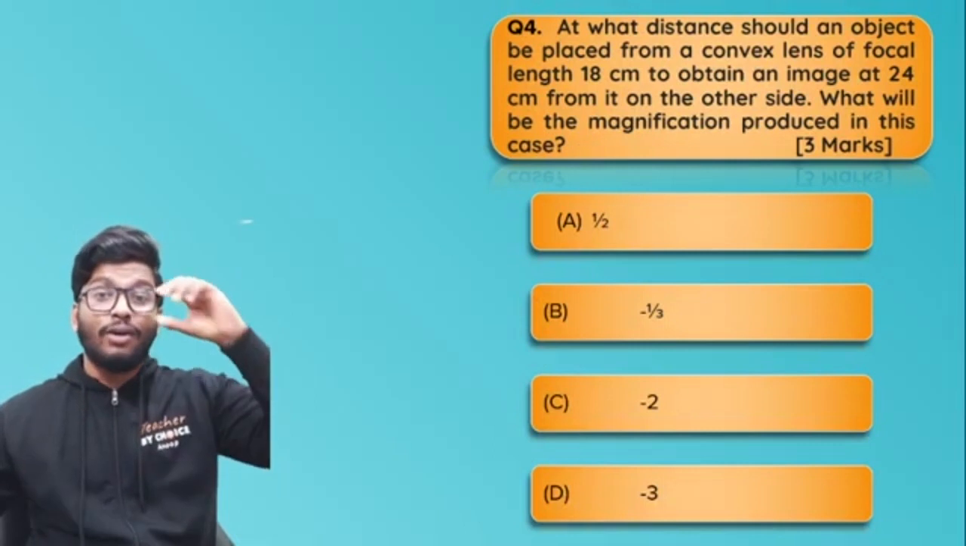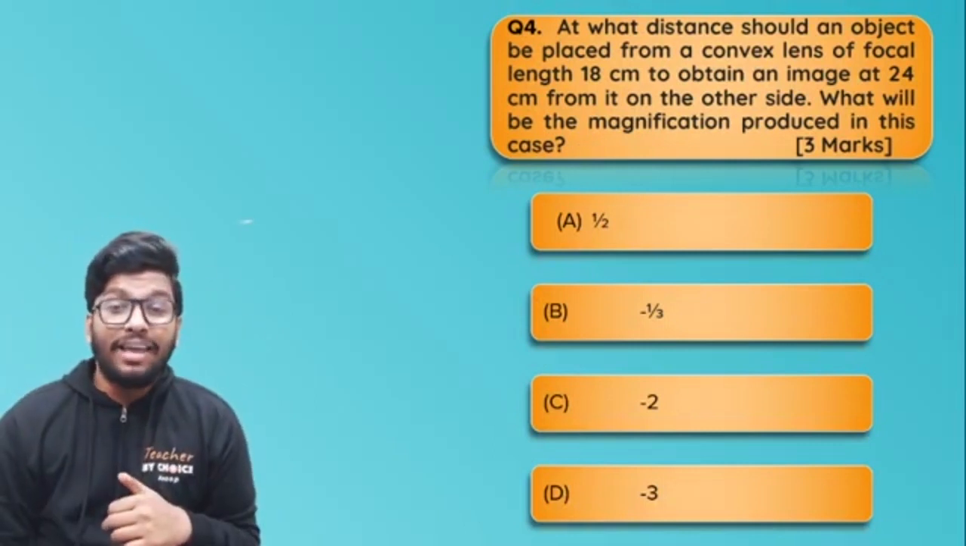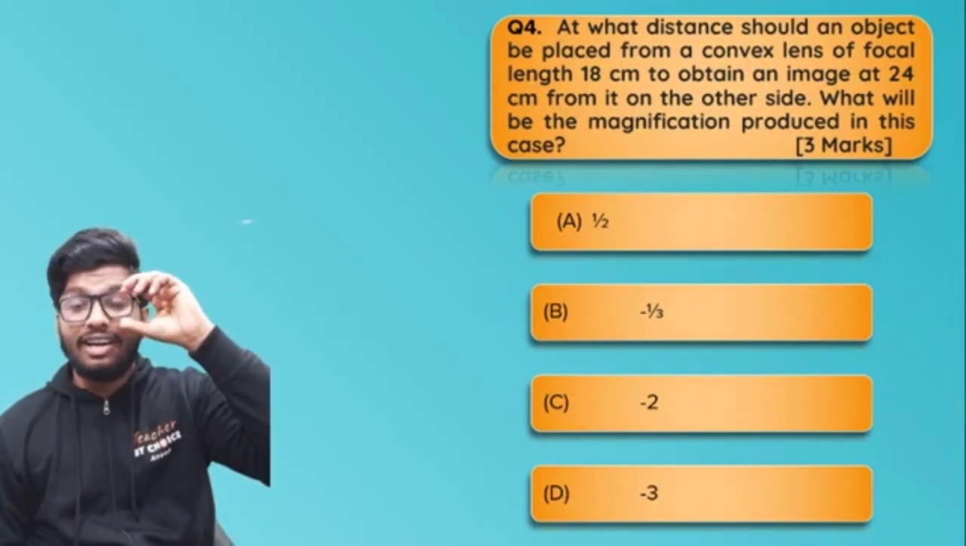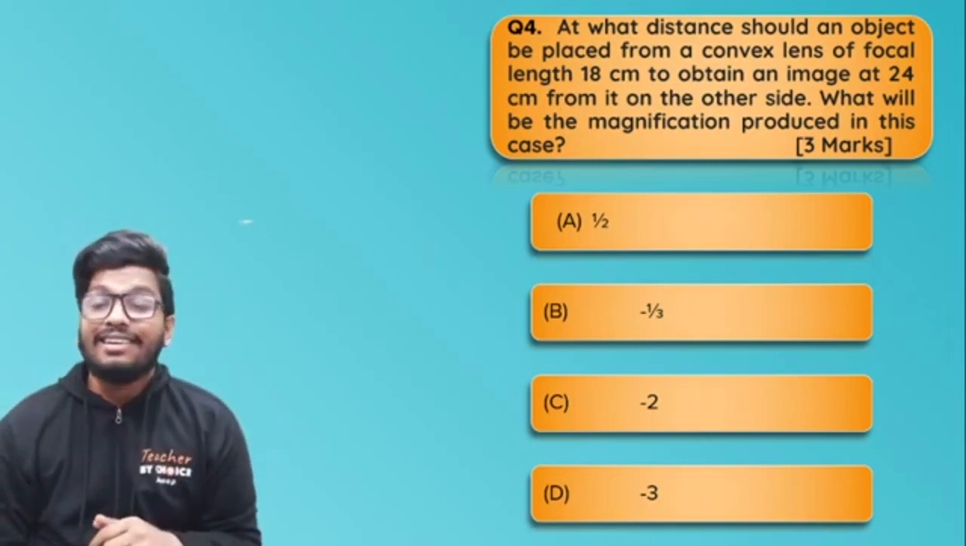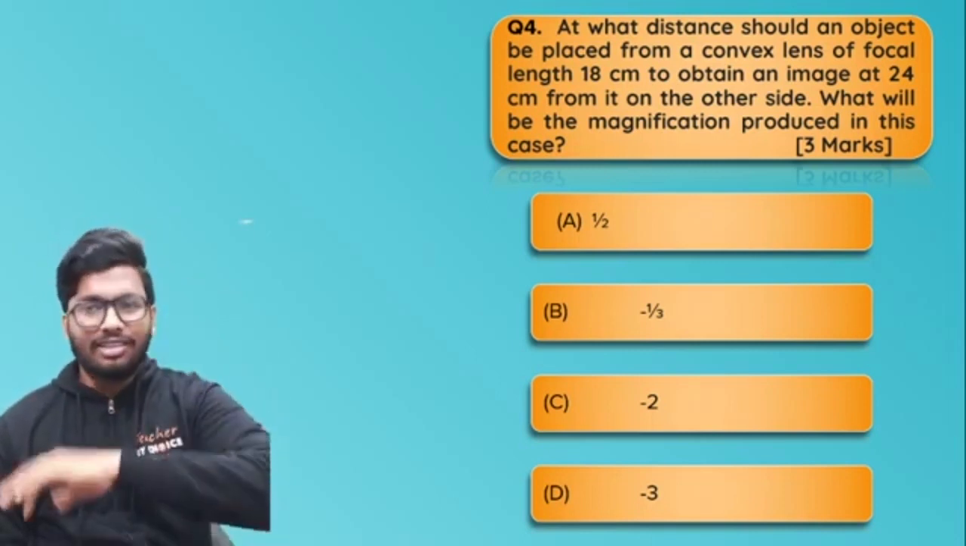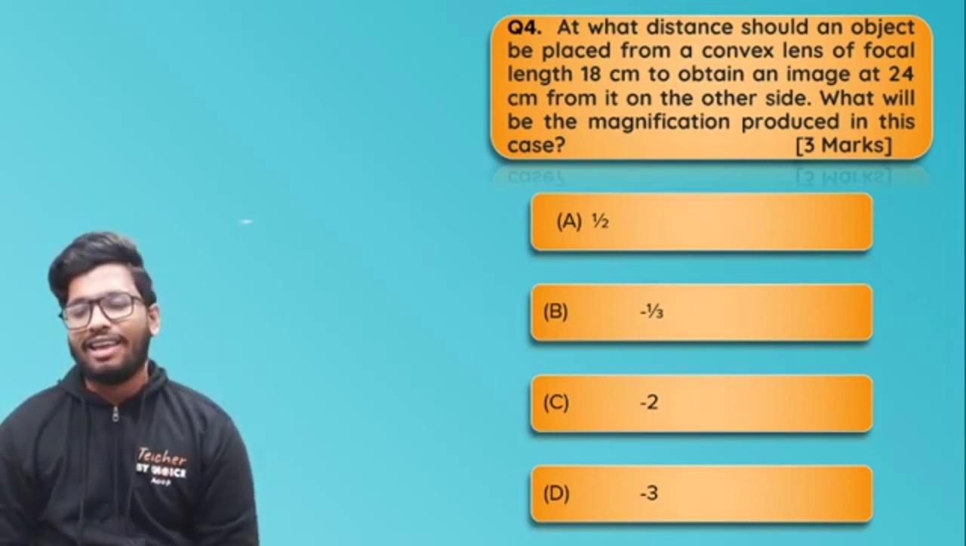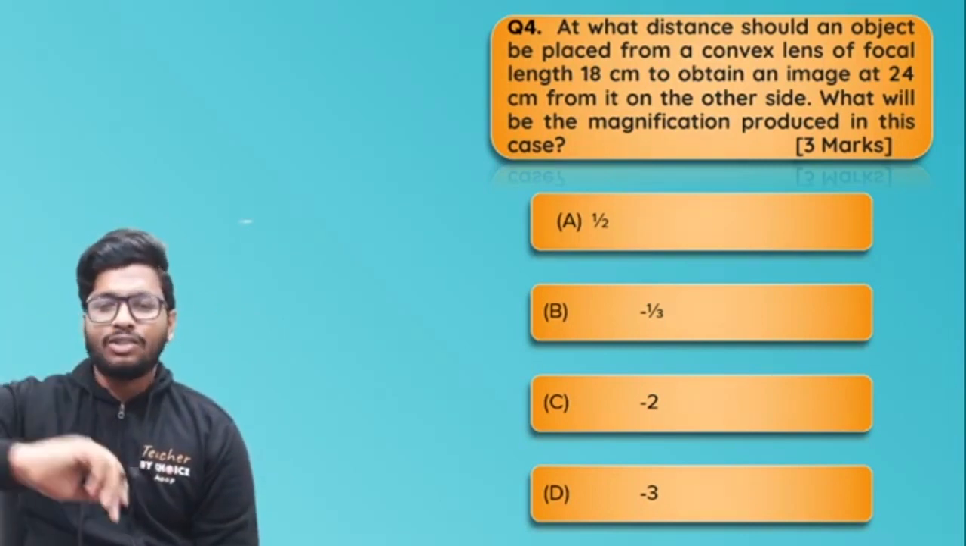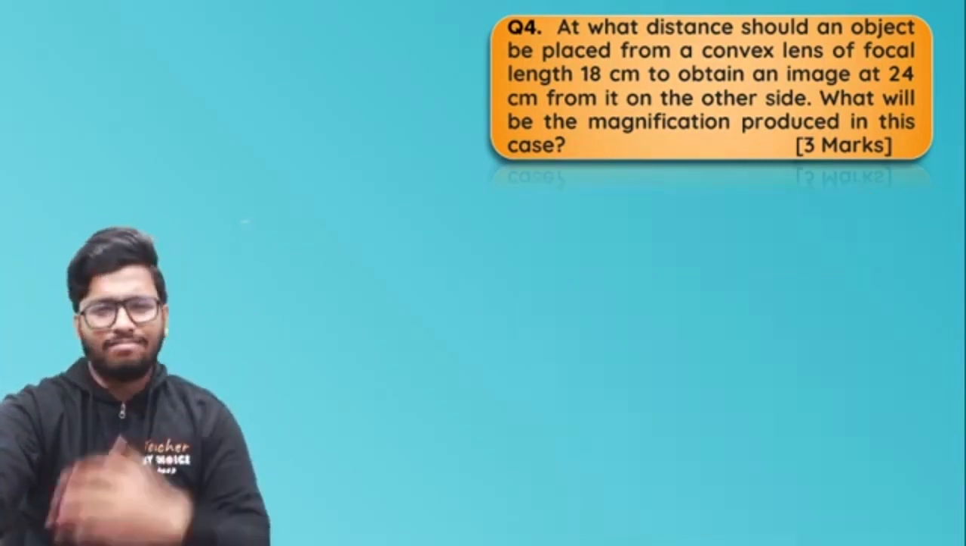Alright, we're moving on to the 4th question. At what distance should an object be placed from a convex lens of focal length 18 centimeter to obtain an image at 24 centimeters from it, on the other side? What will be the magnification produced in this case? Your options are 1 by 2, minus 1 by 3, minus 2 and minus 3. What do you think is the right answer?